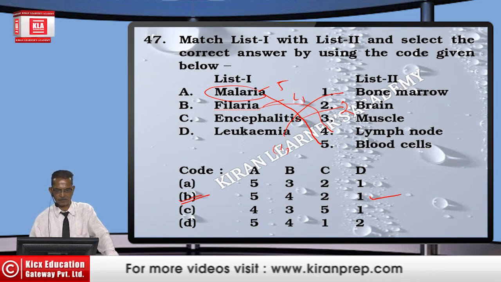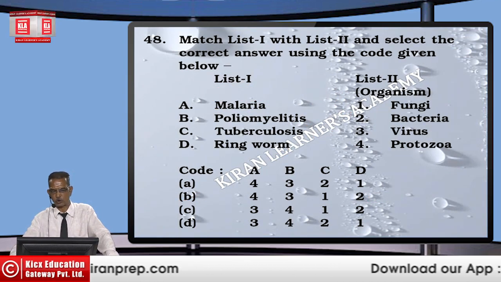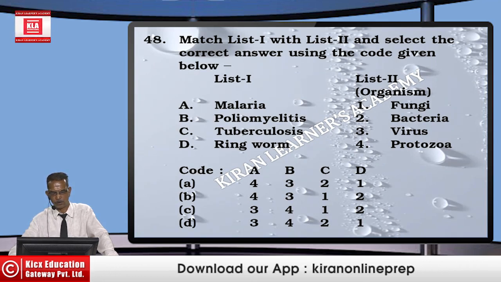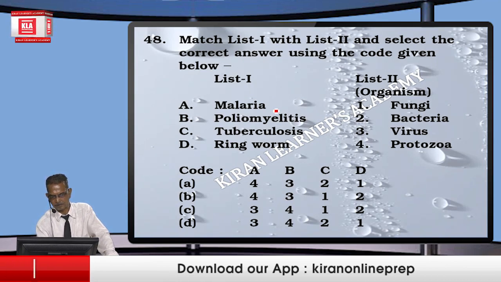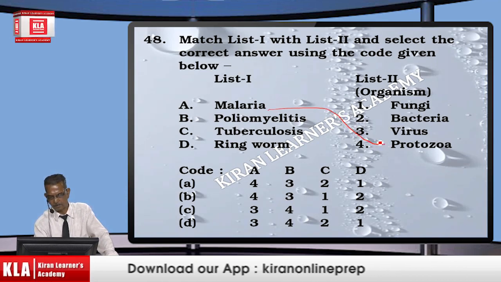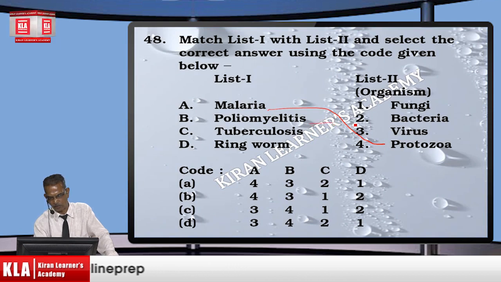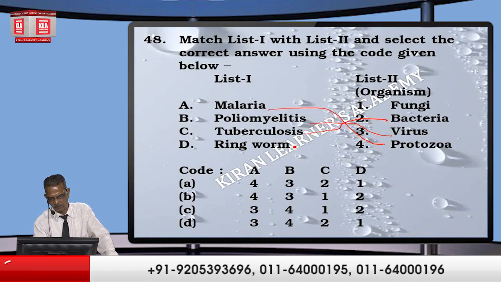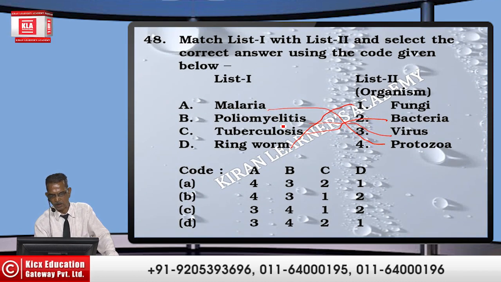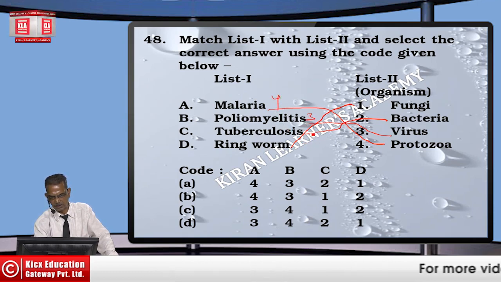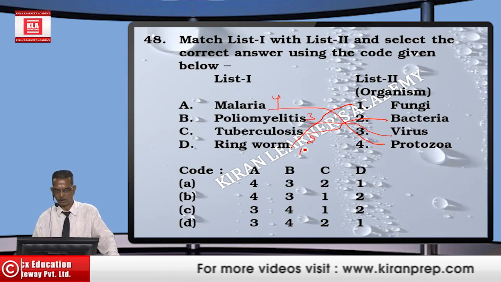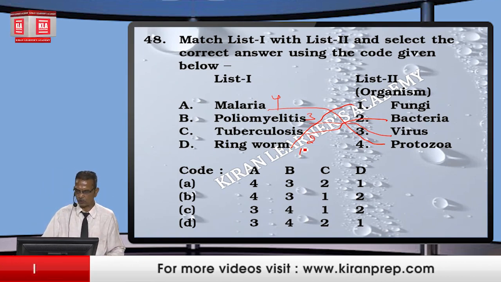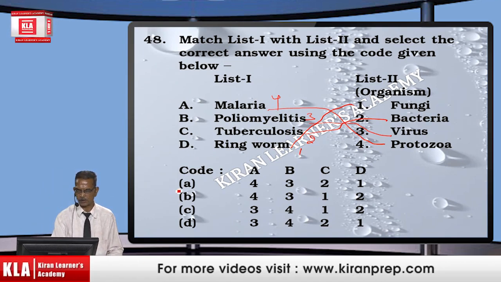Next. Match list 1 with list 2 and select the correct option using the code given below. Malaria. Malaria is caused by a protozoa. Polio is caused by a virus. Tuberculosis is caused by bacteria. And ringworm is caused by a fungus. So it is 4. Poliomyelitis 3. This is 2, 1. So the answer comes out to be 4, 3, 2, 1. A is the correct option.